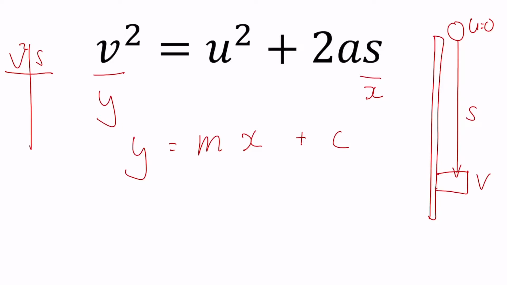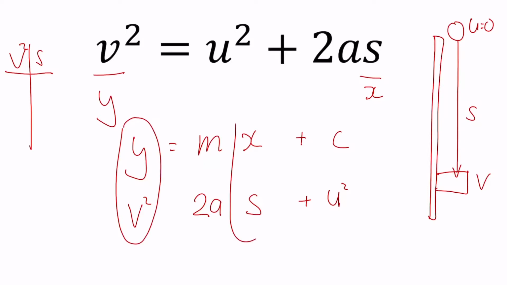Well, y is going to be v squared. x is going to be s. Well, m is multiplied by x. In this case, 2a is multiplied by s, so 2a. And then the plus is going to be plus u squared. So y is v squared, x is s.